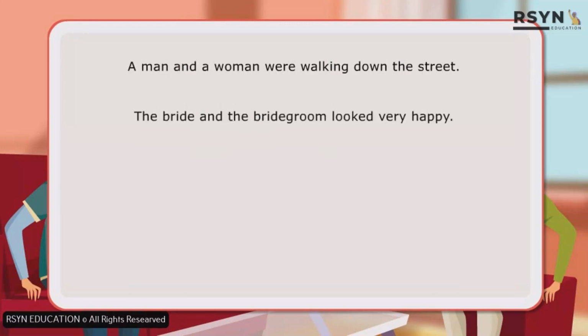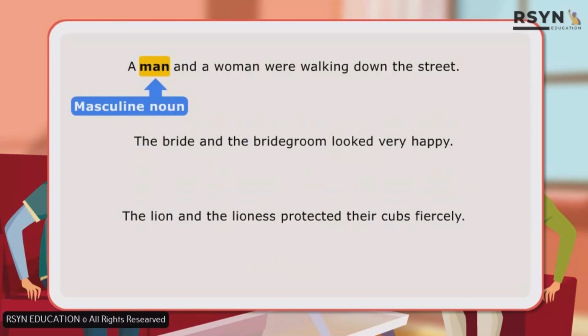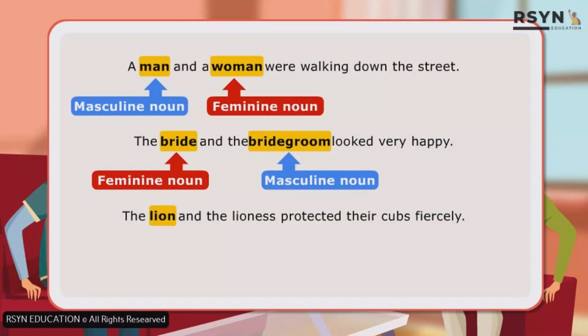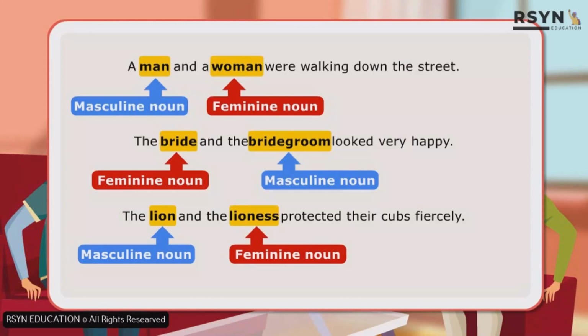Let us look at a few sentences. A man and a woman were walking down the street. The bride and the bridegroom looked very happy. The lion and the lioness protected their cubs fiercely. In the first sentence, man is a masculine noun as it represents a male, and woman is a feminine noun as it represents a female. In the next sentence, bride is feminine being female and bridegroom is masculine being male. In the third sentence, lion is male and so a masculine noun, while lioness is female and so a feminine noun.